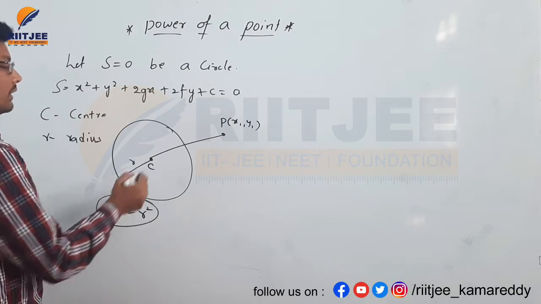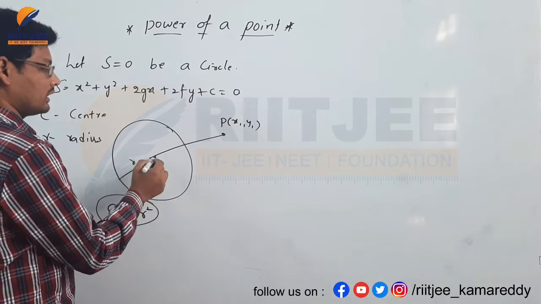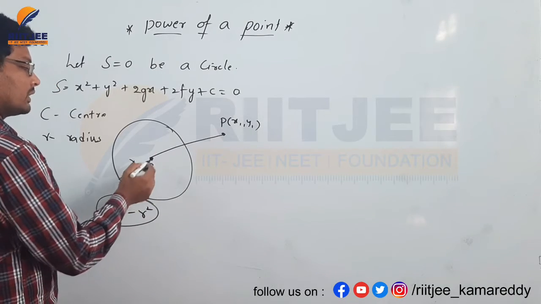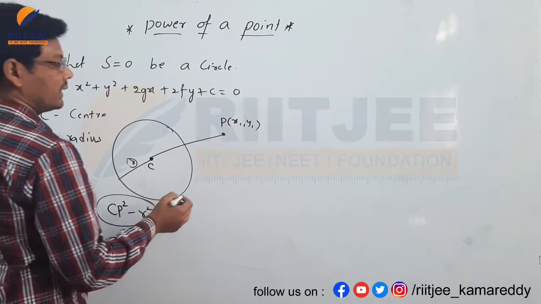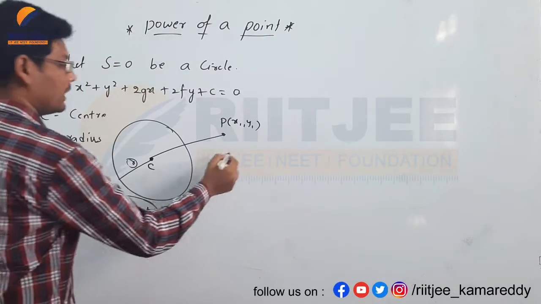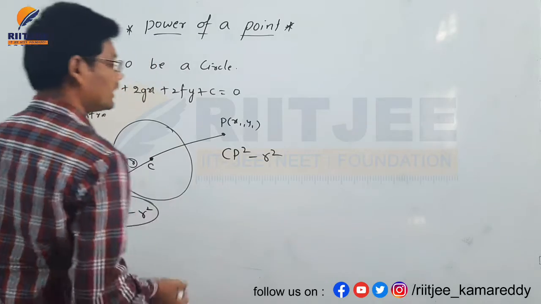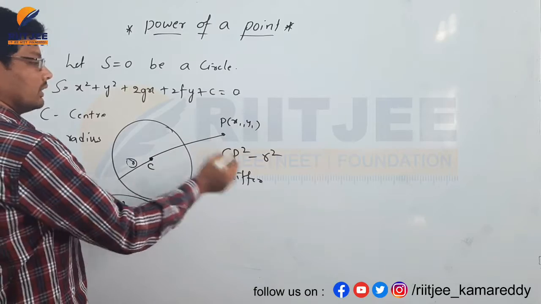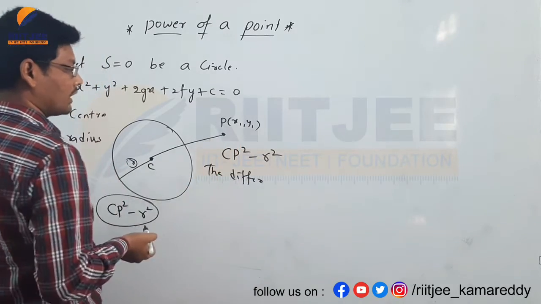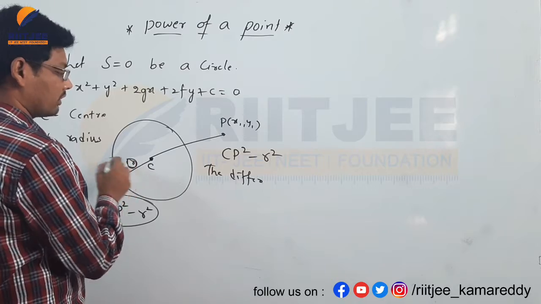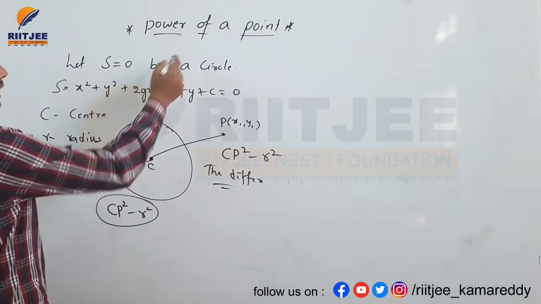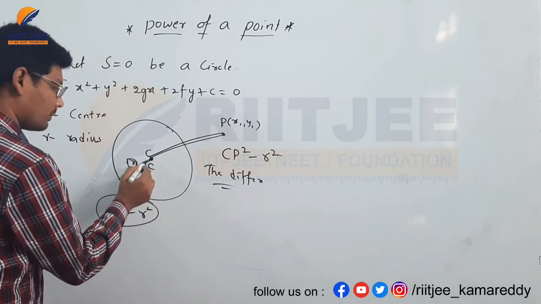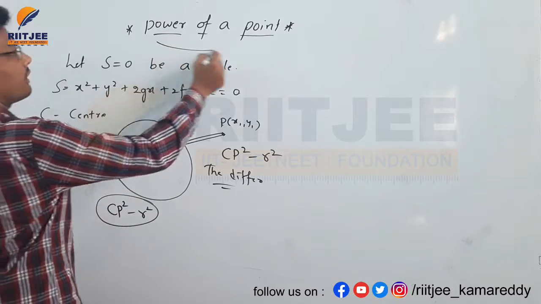Power of a point is nothing but the square of the distance from the center to a point outside of the circle, subtracted by the radius square. That is CP² − R². The difference between the square of the distance CP and R² is called the power of a point.